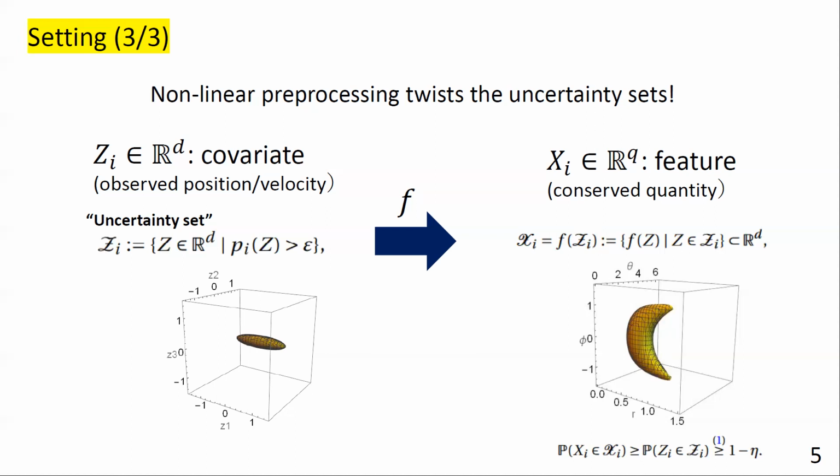Then we may obtain an uncertainty set for the transformed features. The uncertainty set for transformed feature is no longer ellipsoid. This set is even non-convex, and it is quite difficult to utilize such a non-convex uncertainty set.